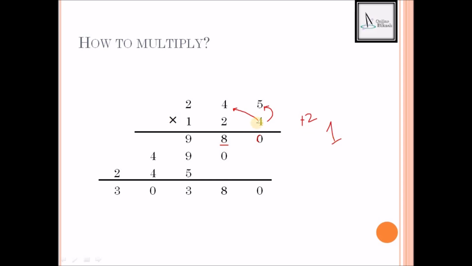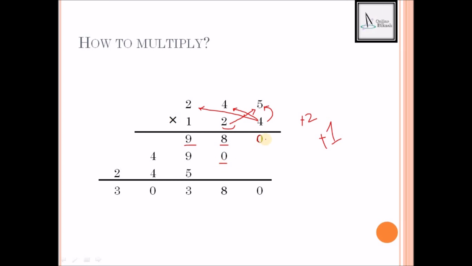Now this 4 will be multiplied with this 2. 4 2s are 8. But do you remember 1 is in our hand? So 8 and 1 is 9 now. Finished? Now you take this 2. In the same way, first we will go 2 5s are 10, but we will write 0 here.